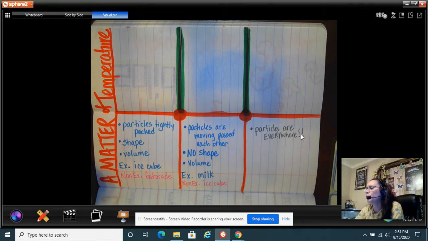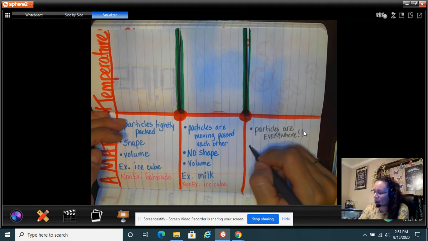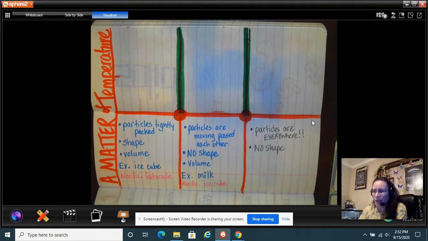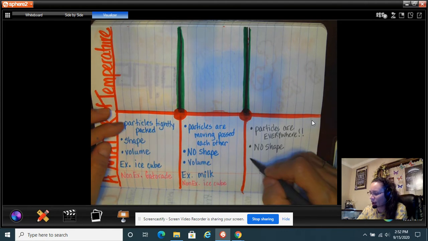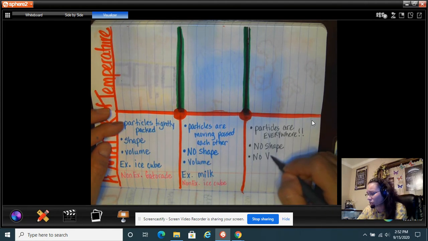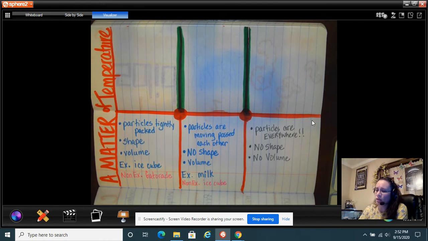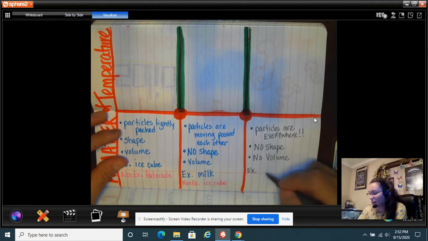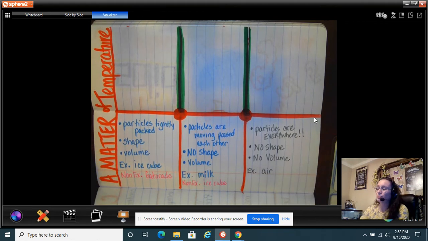So if you're a superhuman and you have X-ray vision through that oxygen, you can see that the oxygen particles are moving everywhere. If they're moving everywhere, then you're not going to have shape. No shape. And if you're moving everywhere, then you're not going to have volume. It's kind of hard to measure. There's no volume. So an example of a gas, could it be air? Yeah, but I'm going to change my marker because now I'm going to go to my non-example. Not an example.